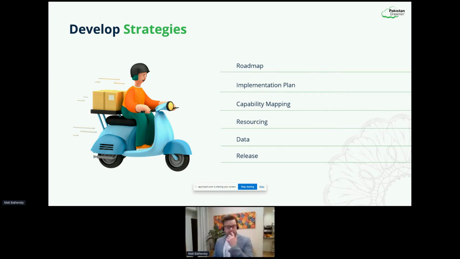Capability mapping is a big one, and Salesforce talk about capability mapping quite a lot in terms of some of their architectural approaches. So capability mapping is looking at all of those things that we've talked about in terms of the business requirements, and how do they map to the different parts of the technology landscape and to the different systems?